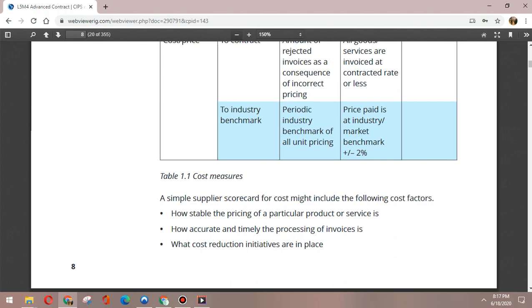A simple supplier scorecard for costs might include the following cost factors: how stable the pricing of a particular product or service is, how accurate and timely the processing of invoices is, and what cost reduction initiatives are in place.